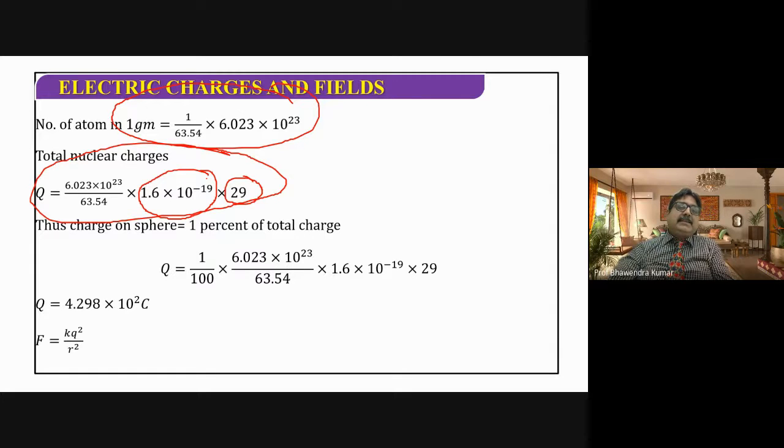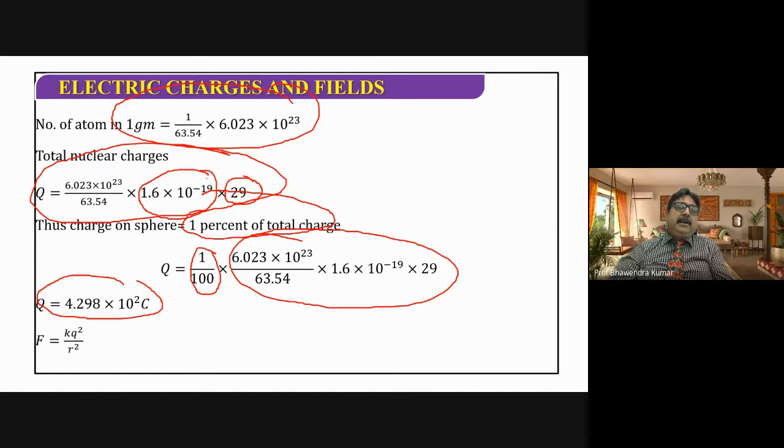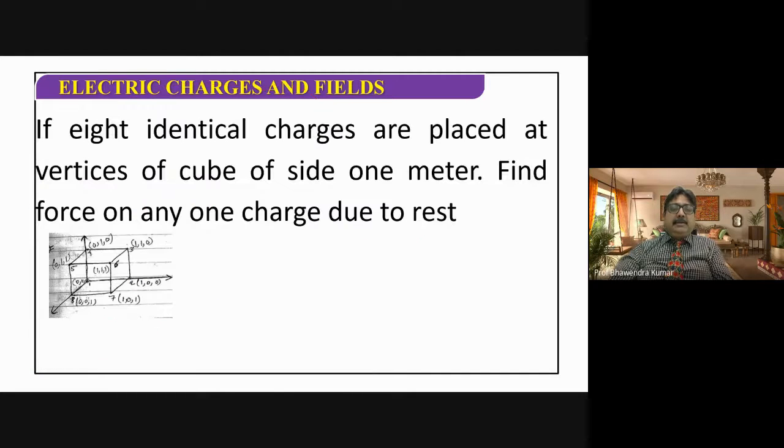And the question says that the charge on the sphere is 1% of the total charge, so it will be 1 by 100 times the total charge. That value comes out to be approximately 4.298 times 10 power 2 coulomb. By using the formula F equals kq squared by r squared, we can find the force. Now let us see Coulomb's law in the vector form.